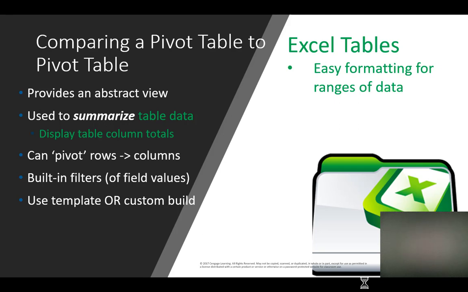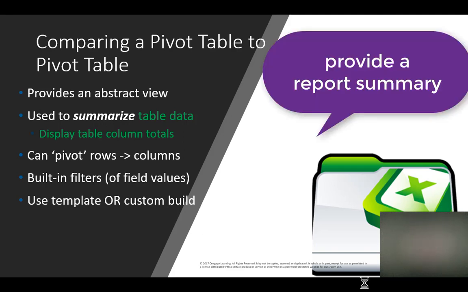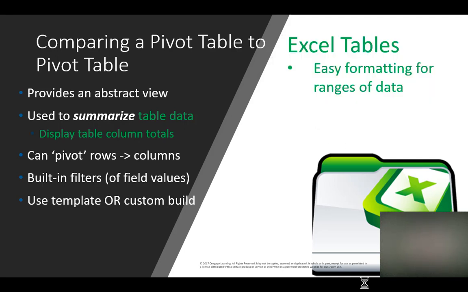We can use built-in filters of field values, or we can use recommended pivot tables, as well as custom build our own pivot tables. We frequently present column totals in the pivot table and provide filters for ignoring the details that we are not interested in, while focusing on those that we are. Pivot tables can be used to provide a report summary about the particular data set. Let's see a sample of the sales data from Session 5.2 presented as a pivot table.